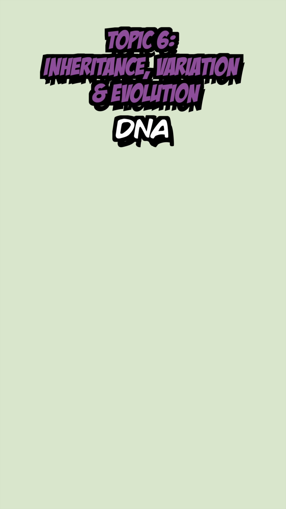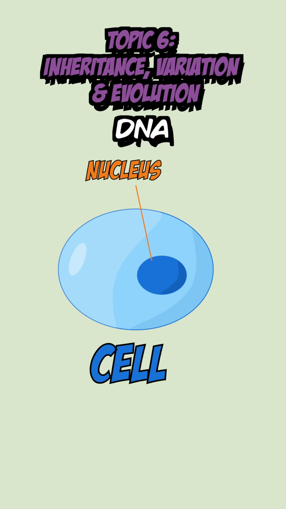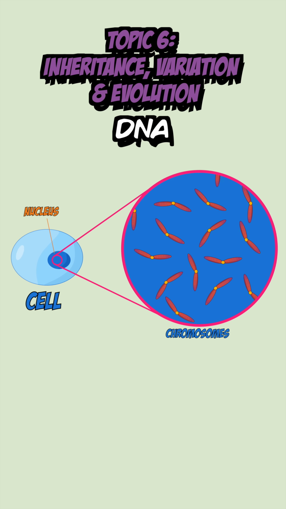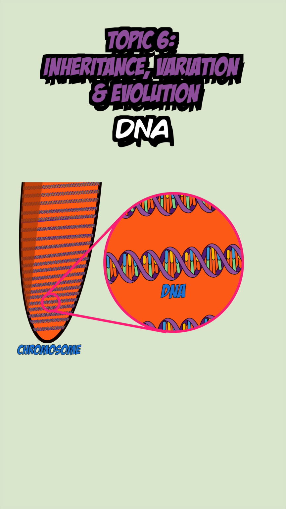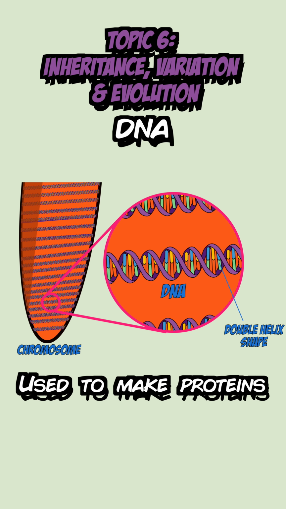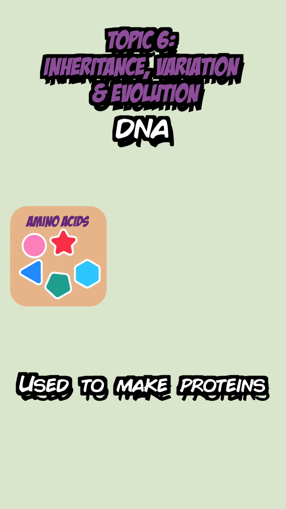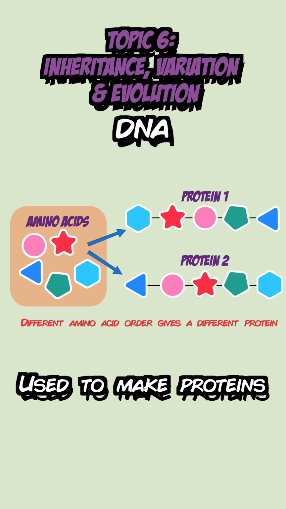Next up, we have DNA, which is found in cells in the nucleus. Within the nucleus, you have structures known as chromosomes, and these are made up of strands of DNA. The DNA itself is a polymer in the form of 2 strands coiled up into a double helix shape. The coded information in the DNA is used to make proteins, as it instructs the cell to join the amino acids together in a particular order. This makes a particular protein.